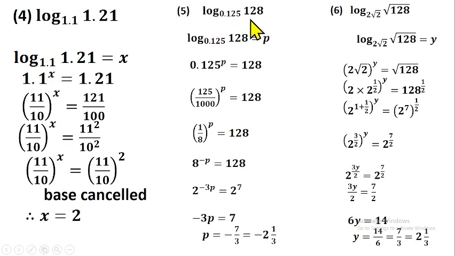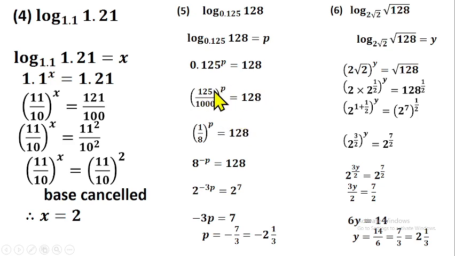Now, how do we approach this? Since we don't know the answer, you can call the answer p. So let the logarithm of 128 base 0.125 be p. That means 0.125 raised to power p gives 128, according to the definition of logarithm. Since we are looking for the power p, we can change this decimal number to a fraction. That should give us 125 over 1000, raised to power p equals 128.